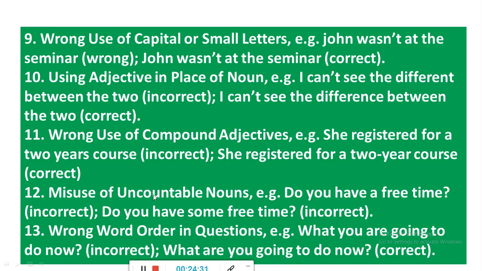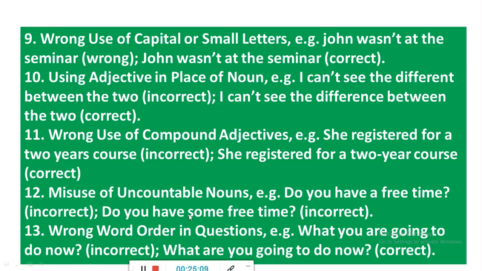Number 12, misuse of uncountable nouns. You know, when you misuse uncountable nouns, then you make your sentence incorrect. For example, Do you have a free time? You know that time is uncountable. So when you add the indefinite article a, you singularize it as if you can count it. Do you have a free time? So that actually is incorrect.